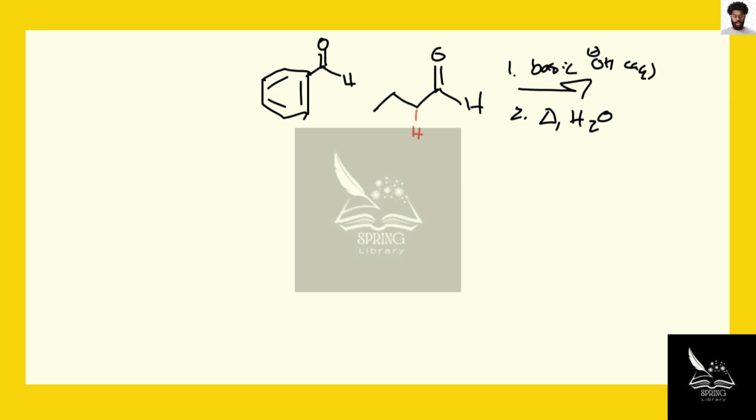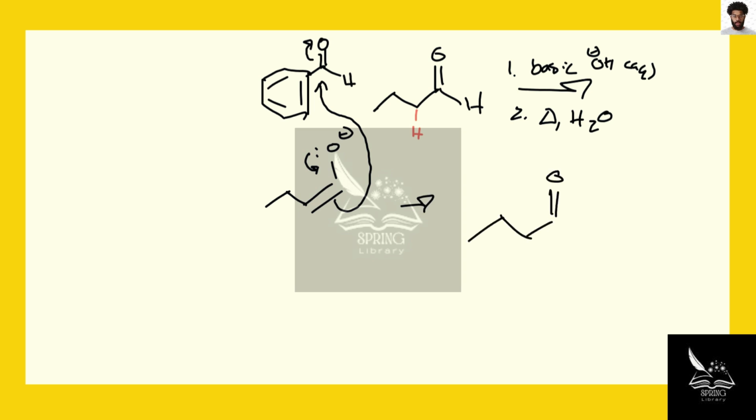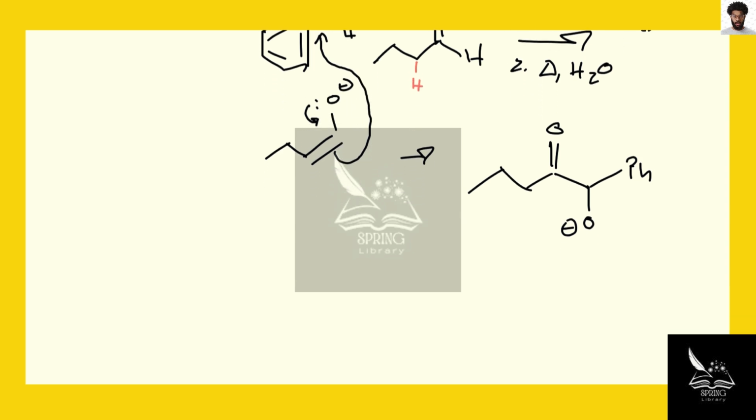So upon reacting with base, our enolizable aldehyde will then form an enolate, right? And that enolate will then attack our aldehyde to give us this alkoxide. I'm just going to put Ph here for the phenyl ring. Now in this next step, we have heat and H2O.